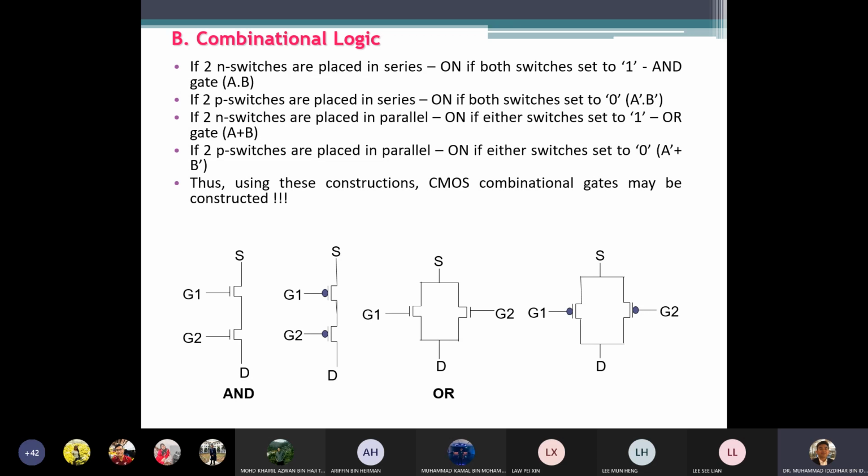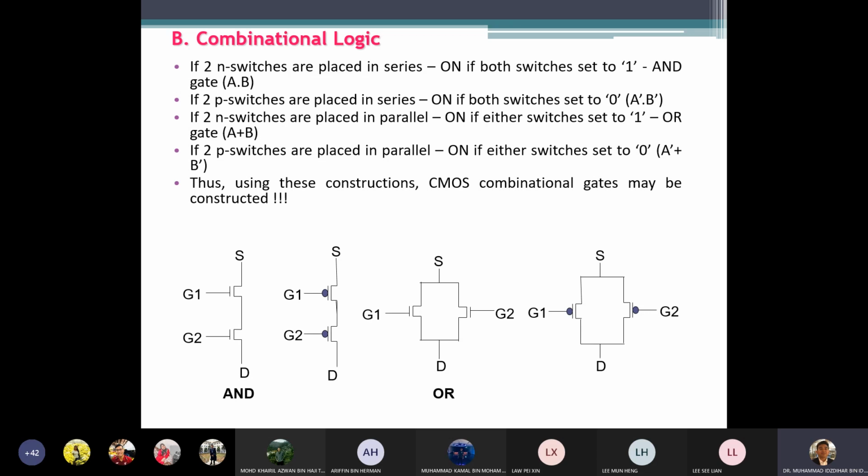Next, if you have two N switches, two N transistors, placed in parallel. How does it work in parallel? To make sure the whole circuit is on, or connected, you just need to turn on either one of the branches. If there are two, one of them must be on, and then you can make sure the connection from source to drain is connected. So in this case, it is equivalent to an OR gate, A plus B. Meaning, if you have two inputs and one of them is high, you can get the output high.